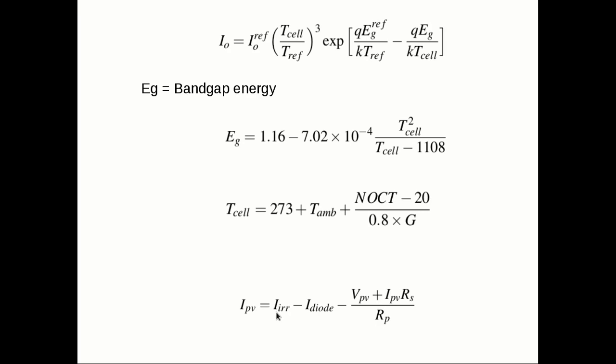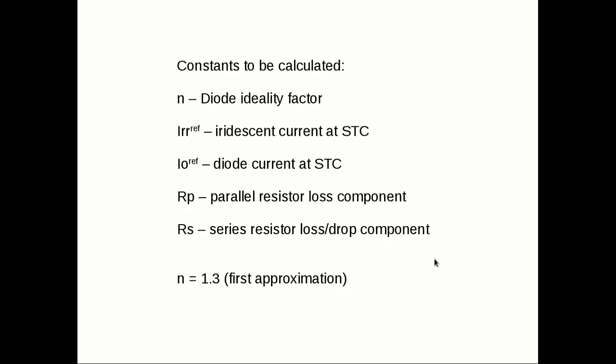So the problem is here. We need to calculate I_IRR, which is again not very easy because we don't know the constants. I diode, as I've shown before, is a highly nonlinear equation. So we need to calculate that. Now, the way to do this is usually we need to calculate these factors. Diode ideality factor, irradiance current at STC not provided by the manufacturer. Diode current at STC also not provided by the manufacturer. Parallel resistance component loss also not provided, and RS, these are not provided.